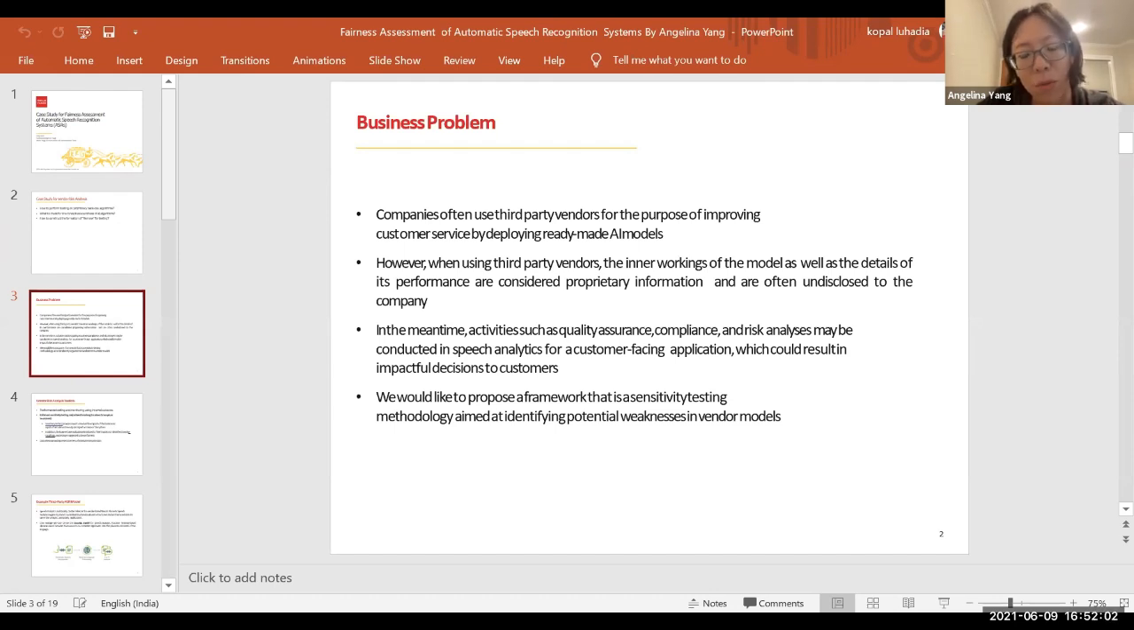In the meantime, we have this application. We're using it as a customer-facing function, and we also develop quality assurances. We have compliance. We have analytics generated from using these applications, and the application itself can result in some impactful decisions to our customers. So here we would like to propose a framework that is a type of sensitivity testing methodology. And our goal is to identify potential weaknesses in our vendor models.